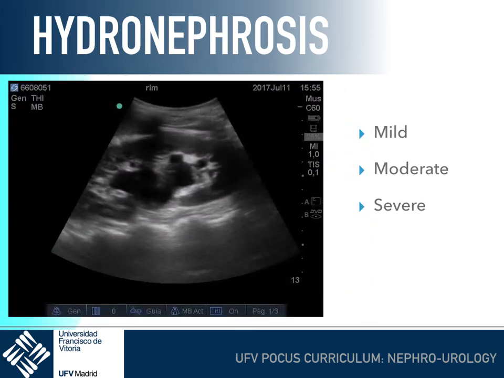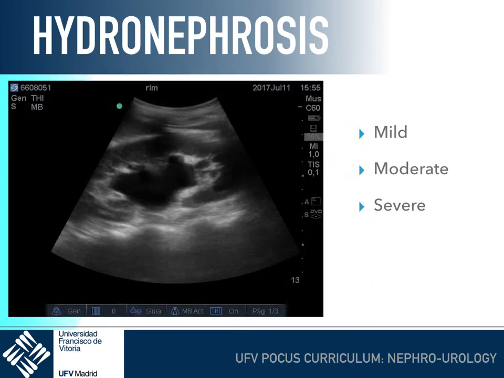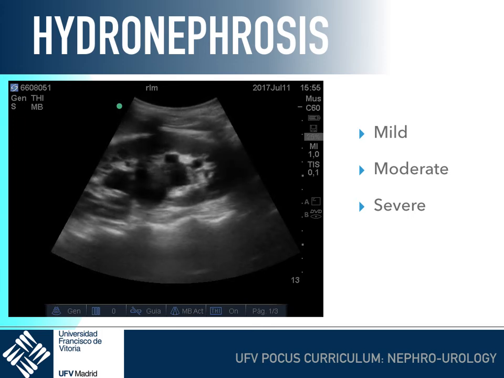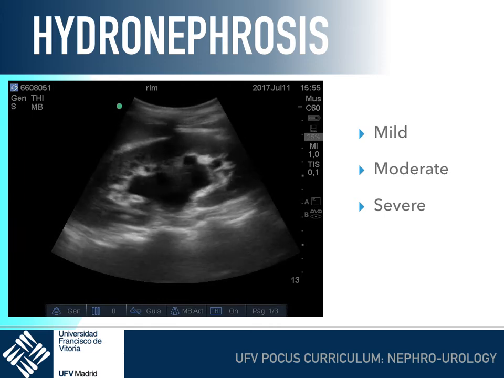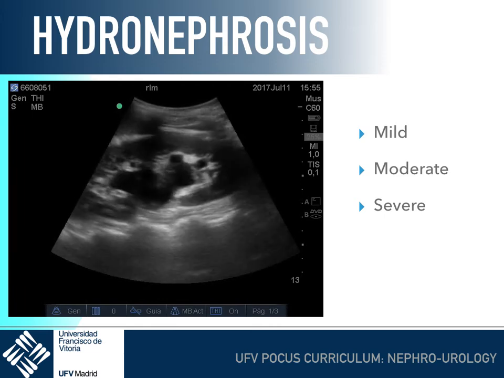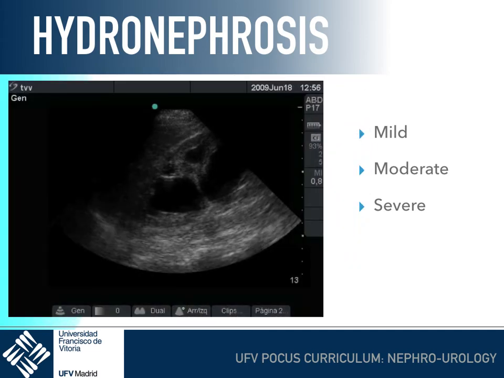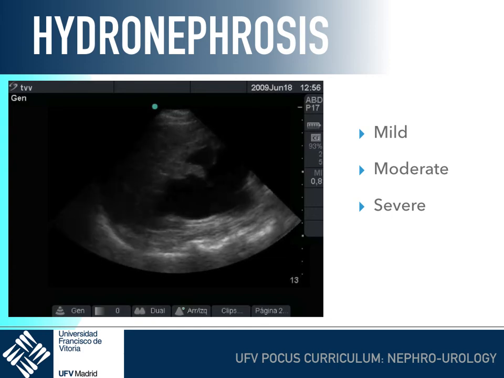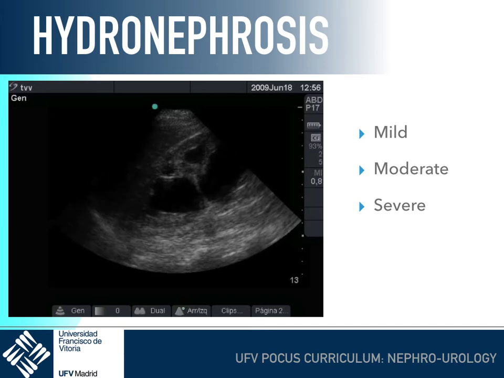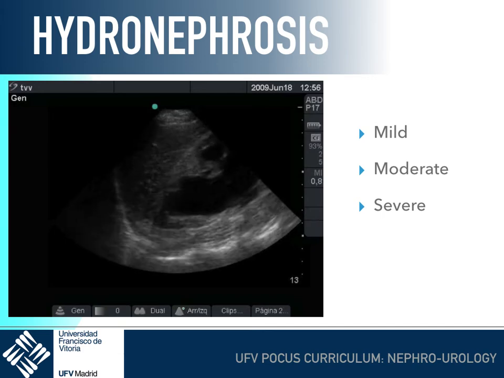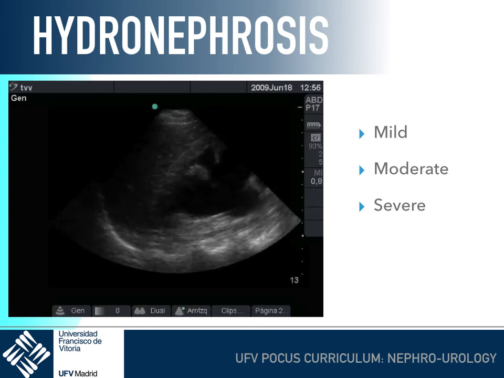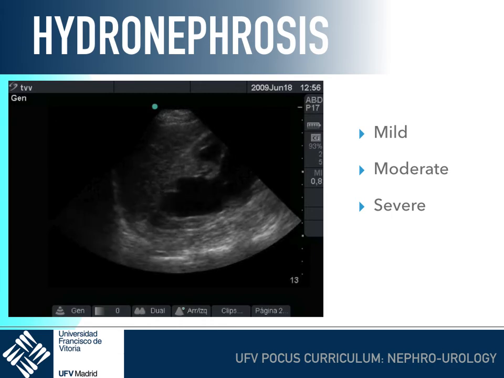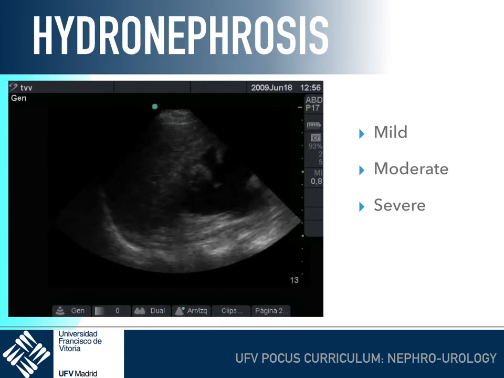For moderate forms, like in this clip, it's really obvious; you see perfectly the dilation with the compression of the medulla of the kidney. And for severe hydronephrosis, like in this case, you won't be able to see the normal distinction between cortex and medulla. There's a lot of compression caused by the hydronephrosis, and of course there will be a lack of kidney function in this case.